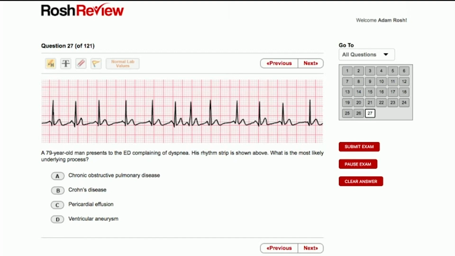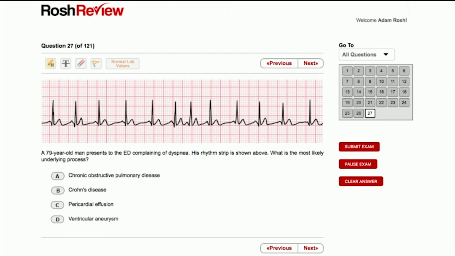Now, this is a pretty classic board exam question. In fact, you almost could give the answer just by reading the question. This appears very commonly on board exams in emergency medicine, internal medicine, any specialty that deals with ECGs. So let's start with this.